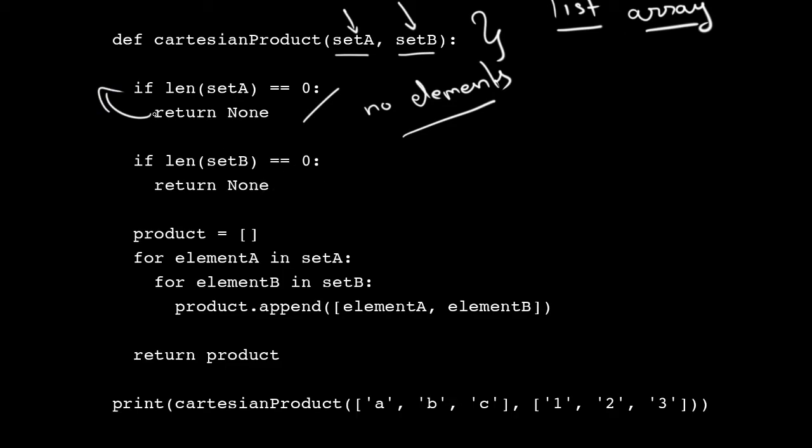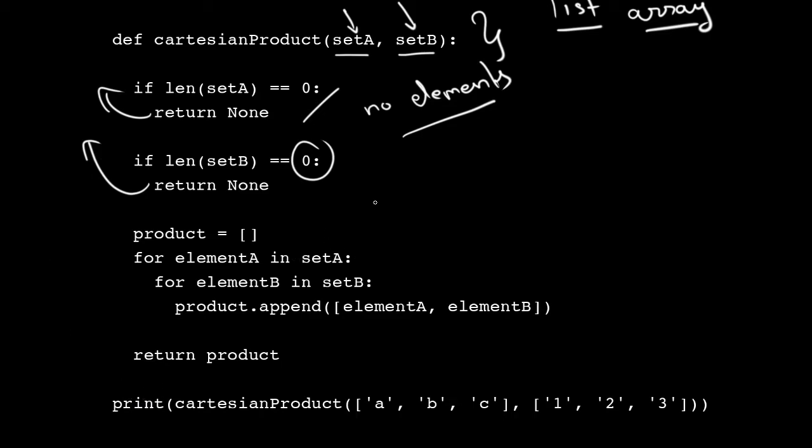So the control is basically returned back to the function call. Similarly, with set B, if the length is zero, you do the same thing, you return none, and the control is given back to the function call. This is the function call, by the way. I don't know why I did that.